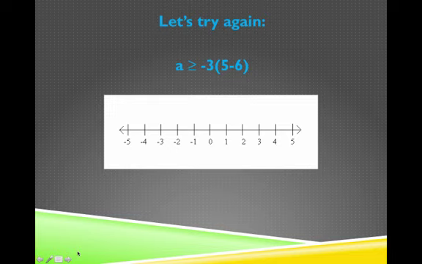All right, here's another one. I've got a is greater than or equal to -3 times 5 minus 6, or -3 times -1, or 3. So I want to know when a is greater than or equal to 3. I'm going to go down to 3, and I'm actually going to fill that in because 3 is a possibility. Is 3 greater than or equal to 3? Yes, in fact, it is. But I also know that any number out here to the right on the number line will also solve that inequality.